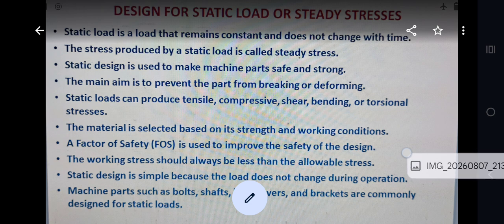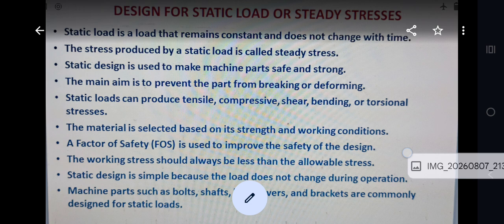First one is material selection. Another important aspect of static design is material selection. The material should be selected based on strength and working condition. For example, suppose we are designing a machine shaft. We may consider materials such as mild steel, carbon steel, alloy steel.